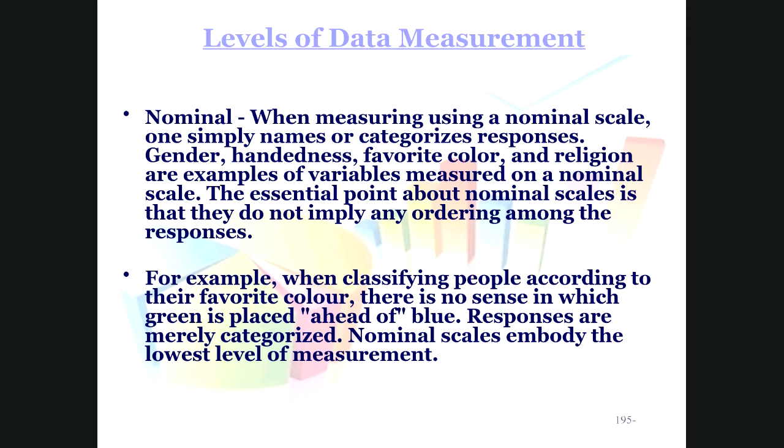You know, the essential point about nominal scales is that they do not imply any ordering among the responses. As I said, one is not better than the other. So for example, when classifying people according to their favorite color, there's no sense in which green is placed ahead of blue. Responses are merely categorized. Nominal scales embody the lowest level of measurement, and usually it's referred to as categorical data. Okay, but you can do analysis on that, and you can get statistically significant results.